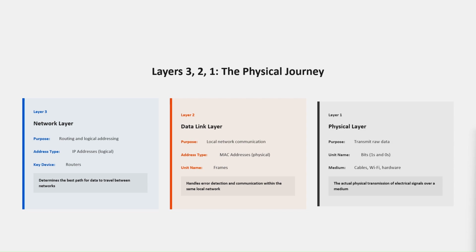Layer 2, the data link layer. This handles the communication within the same local network, and uses physical addresses or MAC addresses to identify devices. It also packages the data into units called frames and detects the errors that occur in the physical medium.